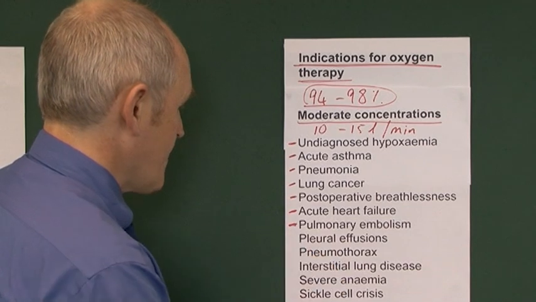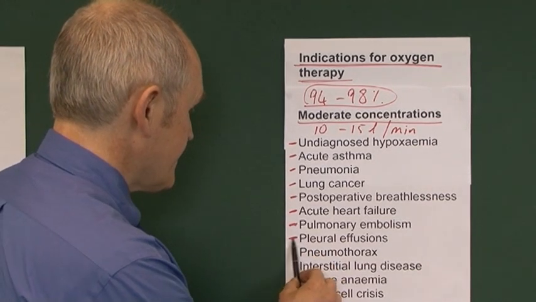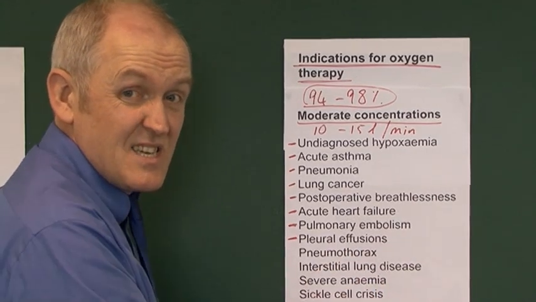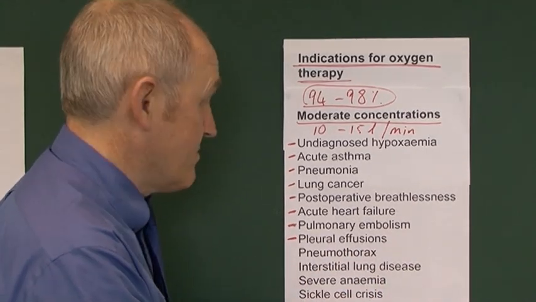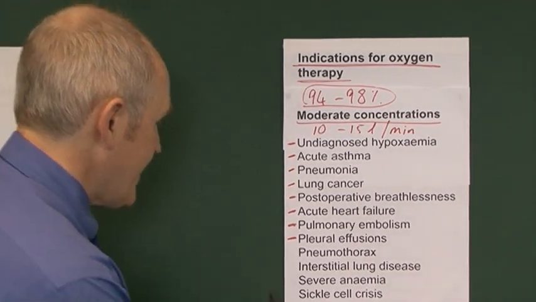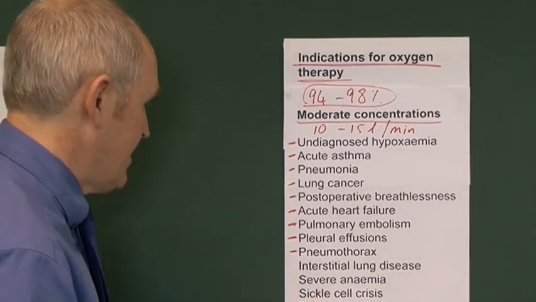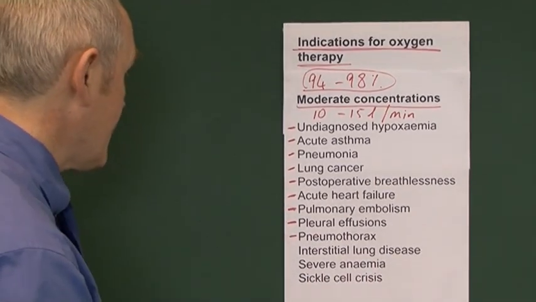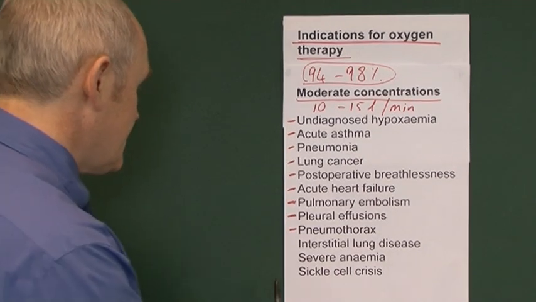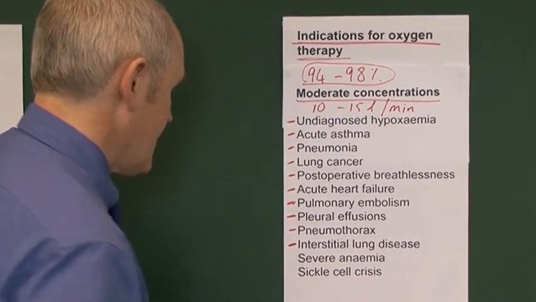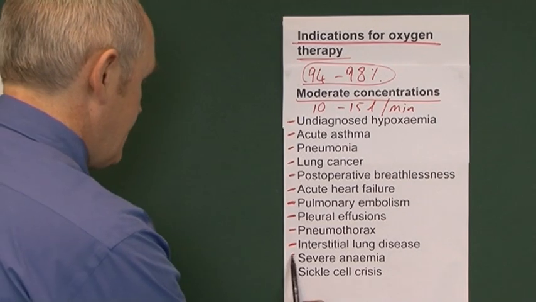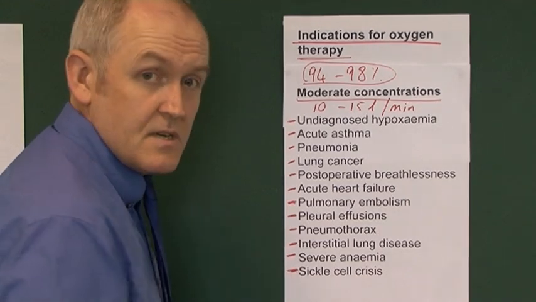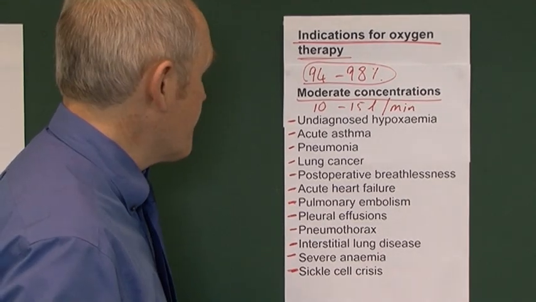Pulmonary embolism. Pleural effusions. It might be a malignant pleural effusion, for example, where there's a hydrothorax, fluid collecting between the pleural membranes. Pneumothorax, air of course in the pleural membranes. I suppose you could include hemopneumothorax there as well. Interstitial lung diseases. Severe anemia, if it's very severe you might need oxygen. And sickle cell crisis if you're working with patients who suffer from this very unfortunate condition.